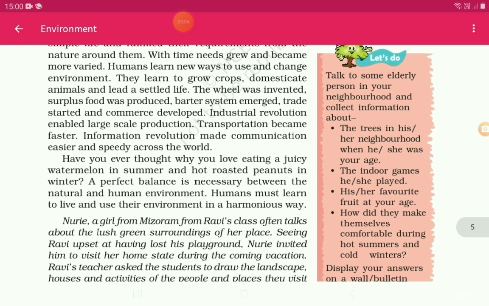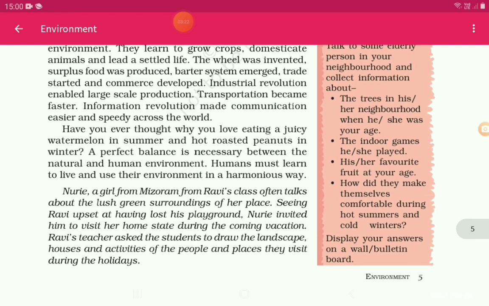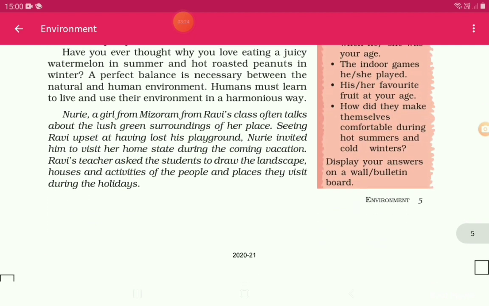Here it shows the development of human beings. The Industrial Revolution enabled large-scale production. Transportation became faster. Information revolutions made communication easier and speedy across the world. Have you ever thought why you love eating a juicy watermelon in summer and hot roasted peanuts in winter? A perfect balance is necessary between nature and the human environment. Humans must learn to live and use their environment in a harmonious way.